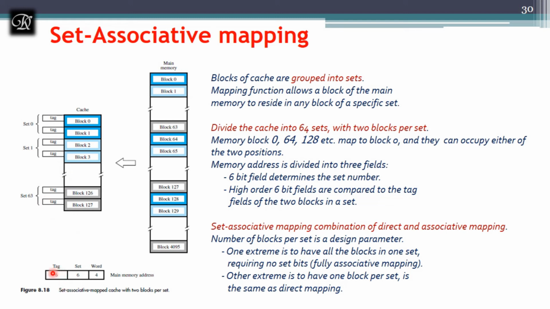The remaining 6 will go to the tag, as in direct mapping. I told you this is a combination of direct mapping and associative mapping. That's why the tag comes into the picture here again. The job of the tag is to decide whether the given block is available in the cache or not, by comparing the 6 MSB address bits with the existing address bits in the cache.